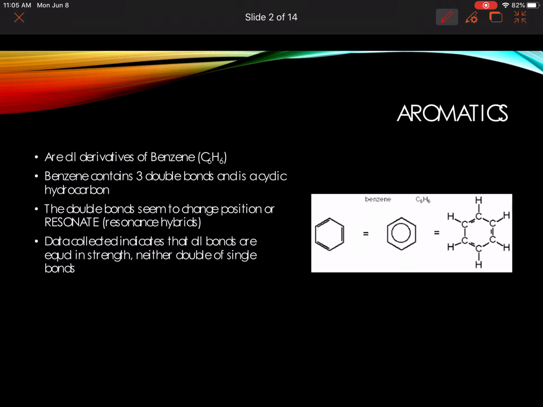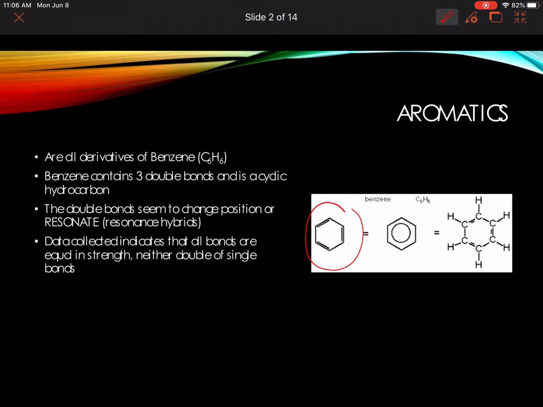Anyways, these are all derivatives of benzene. So benzene is C6H6. What that means is you've got 6 carbons and 6 hydrogens, and they're in a ring. They look like this, okay? Now, aromatics, the word implies that they smell, and they do. Aromatics are what we use in all of our perfumes and artificial food flavorings. These all come from aromatics. They're all derived from benzene.